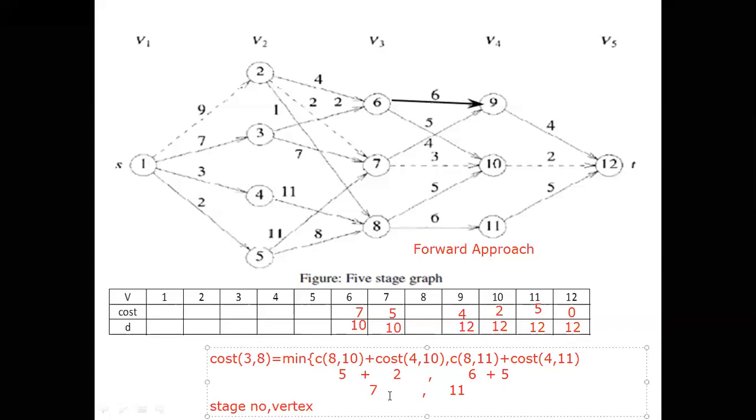Which is the minimum? Minimum of 7, 11. 7 is the minimum. 7 we have to update on 8. Here we have to write it as 8, I should write it as 7. And which is the penetrating vertex I should write? Which vertex is it penetrating? Here, this is the value it is getting, 8 to 10, so the penetrating vertex is 10, right? Here also we have to write it as 10.